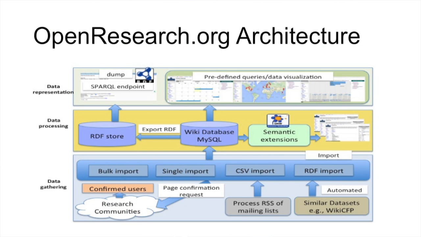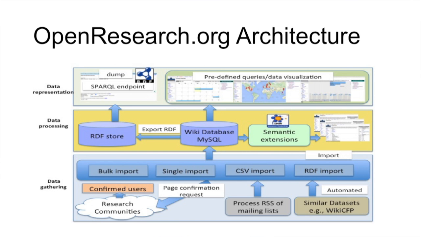So I already mentioned the core of the architecture is Semantic MediaWiki, which I think is a great platform for developing semantic applications. We use a number of extensions like Semantic Forms, and different visualizations and queries for predefined views. There is a SPARQL endpoint, so you can query all this data also using SPARQL. There is an RDF triple store, which is synchronized with the original MediaWiki database. And we also work on integrating this with other sources, like importing data from different sources.